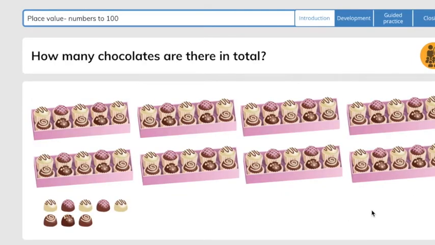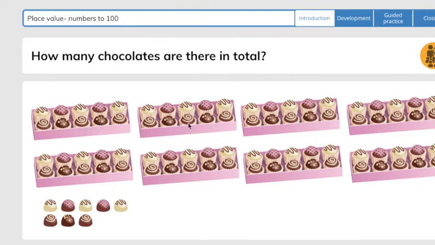Alright guys, so I want you to look at the pictures up here. Think about how many chocolates there are in total. Now first, I want you to look at the box of chocolates. The boxes of chocolates are the tens frames. Notice there's 1, 2, 3, 4, 5, 6, 7, 8, 9, 10 chocolates in each box. Let's count the chocolates. Ready?